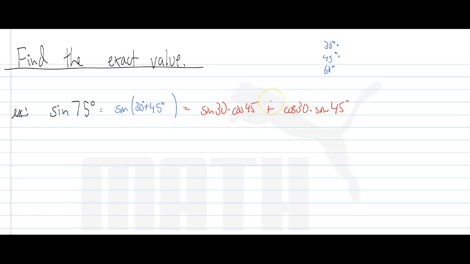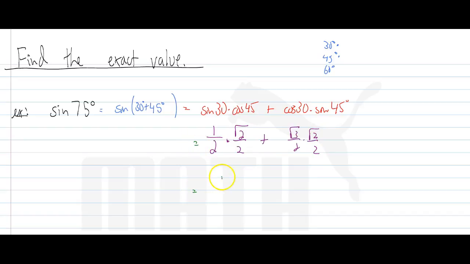Next up, we're going to evaluate, and I chose those numbers on purpose because I know the sine of 30 degrees is 1/2. The cosine of 45 degrees is root 2 over 2, plus, and then the cosine of 30 degrees is root 3 over 2. The sine of 45 degrees is root 2 over 2.